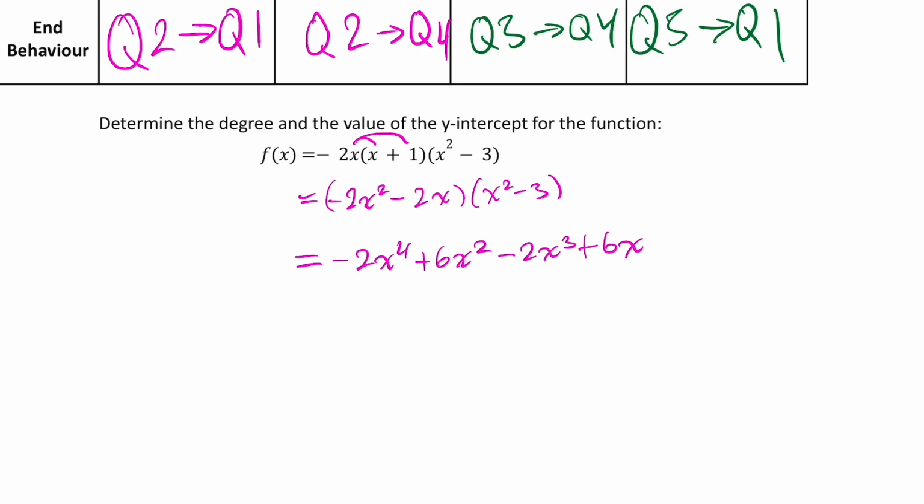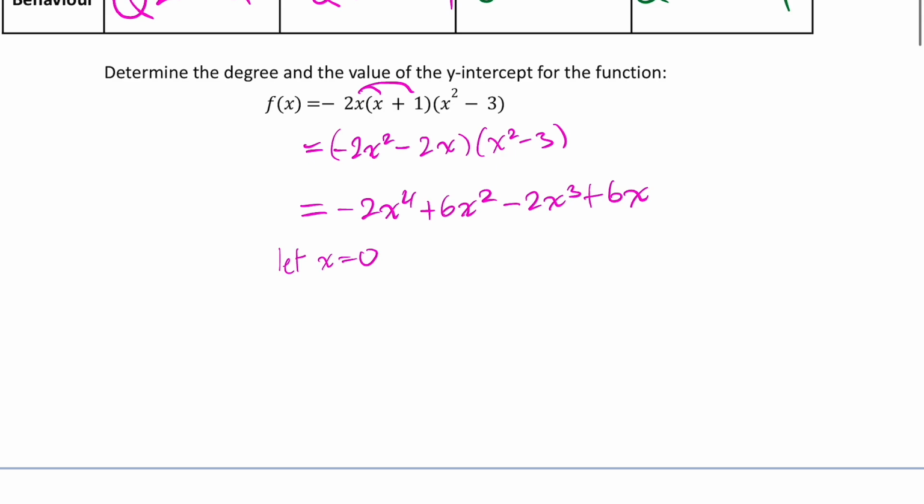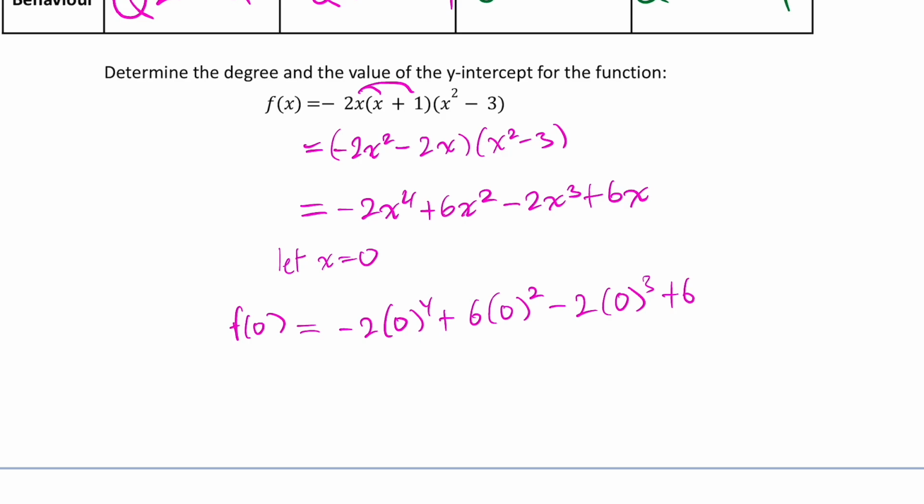And then the y-intercept is when x equals 0. So x equals 0. Negative 2, 0 to the 4 plus 6 times 0 squared minus 2 times 0 cubed plus 6 times 0. And hopefully you can see where this is going. Everything's multiplied by 0, and so this just equals 0.